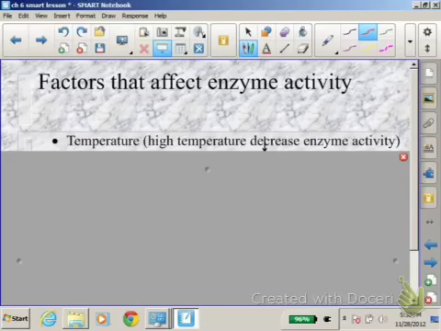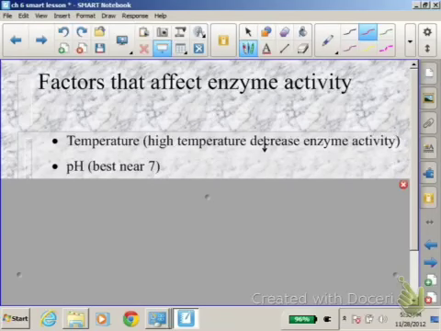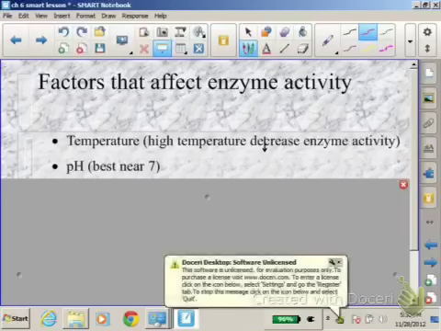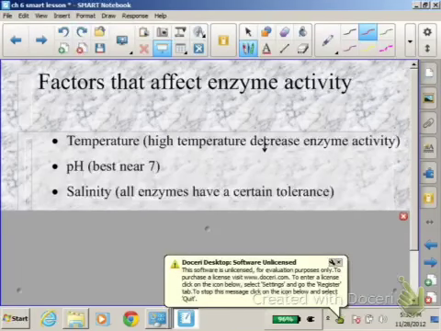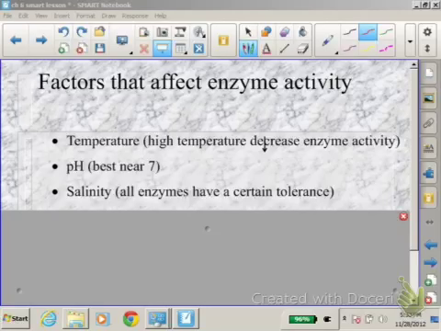Okay, so there's temperature. Also, pH affects enzyme activity. Your enzymes work best when you have a pH near 7, which is neutral. Your body doesn't need to be too acidic or too basic. And also, salinity. It says all enzymes have a certain salt content that they like to work in. So those are all factors that affect enzyme activity: temperature, pH, and salinity.